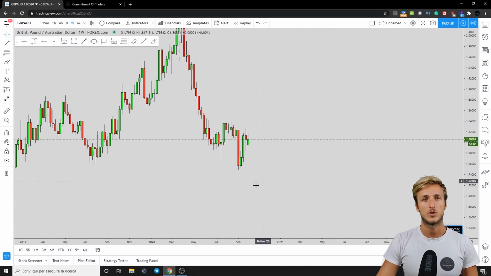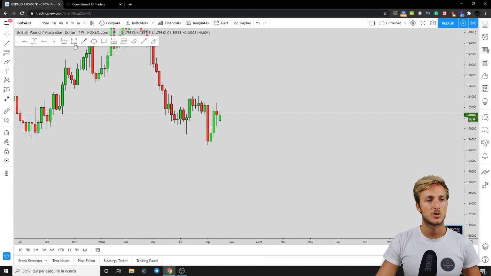Now, on the weekly, what can we see? On the weekly, we can see one very important thing. The market is currently testing a strong supply area from which we can expect the market to find resistance and get rejected to the downside.